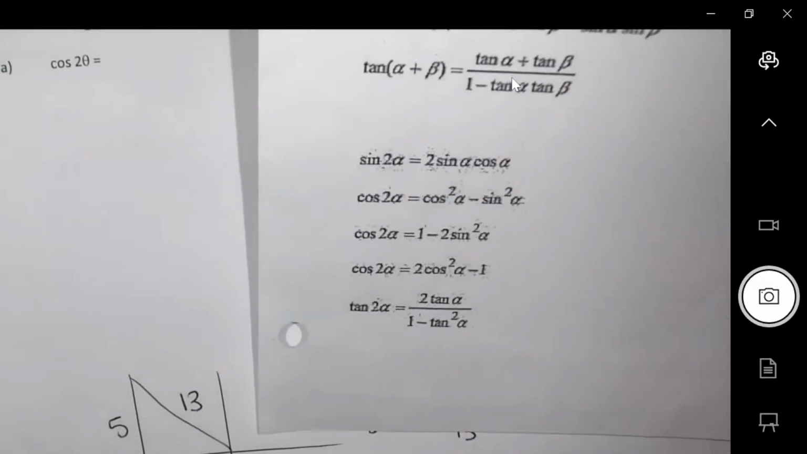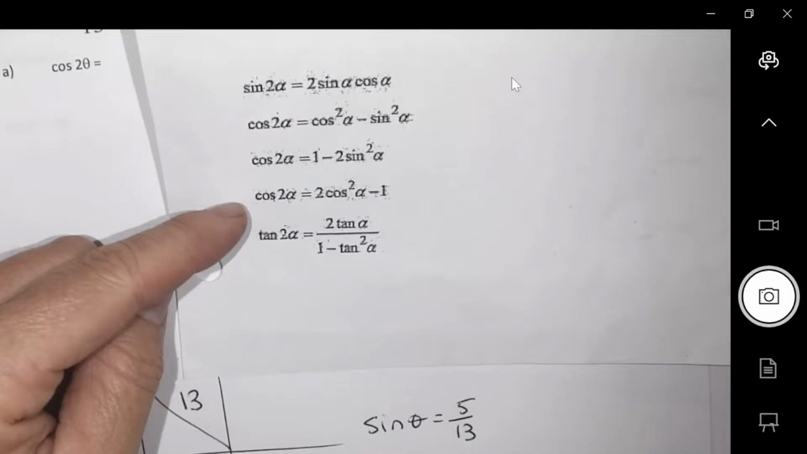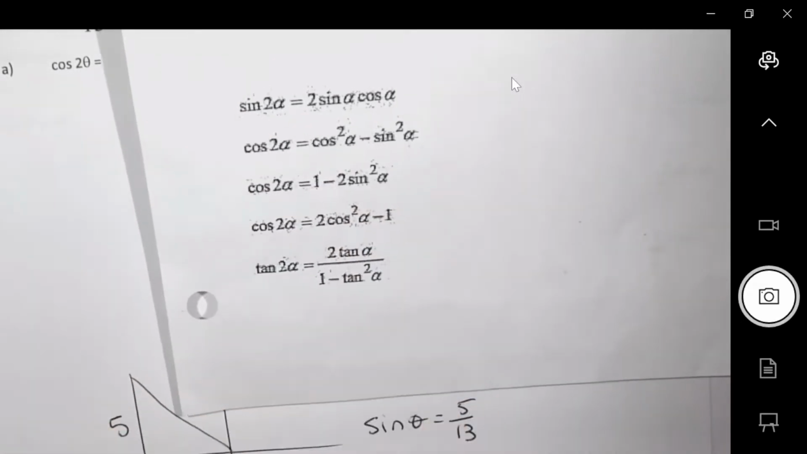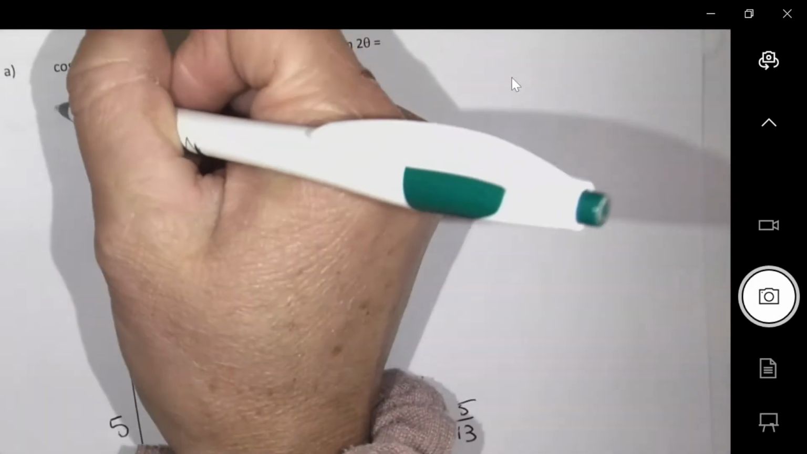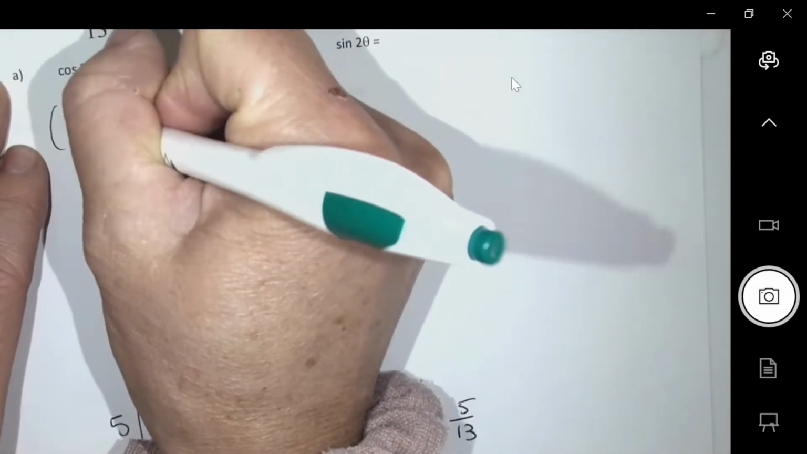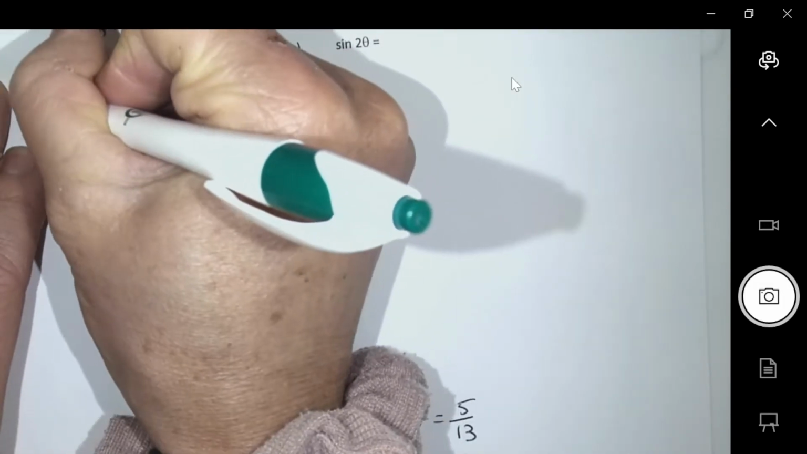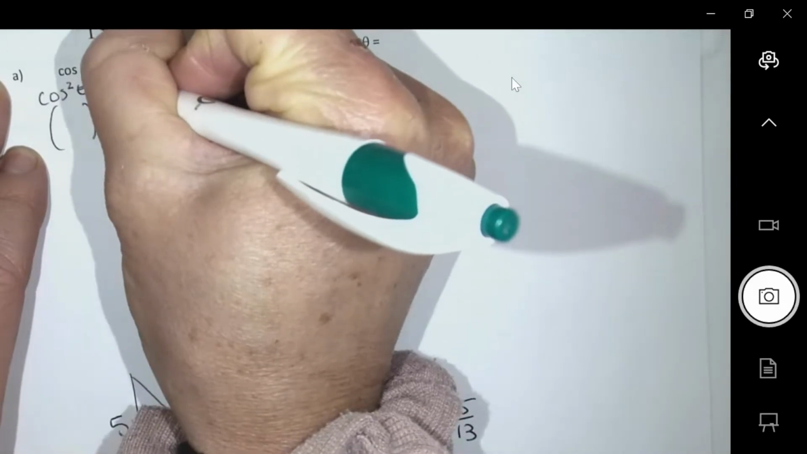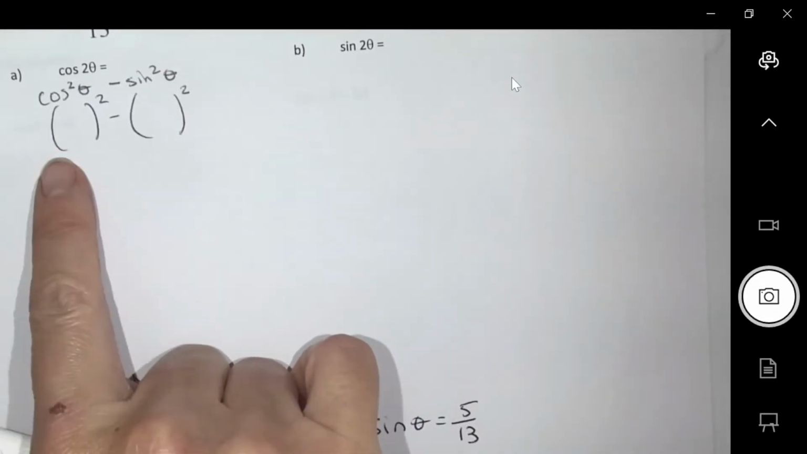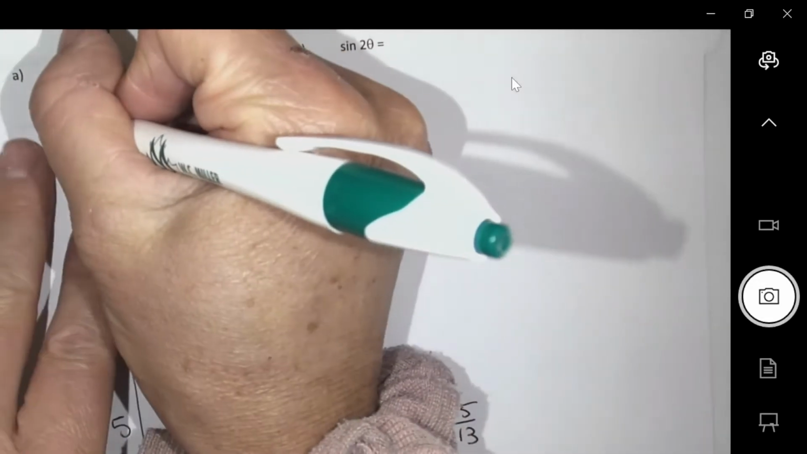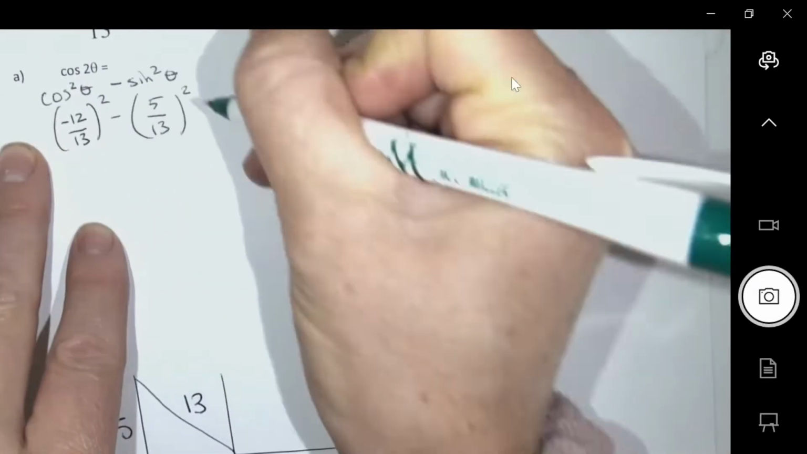Okay, cos 2 theta. You have 3 options, and it does not matter. So I'm going to go with the first one. I have no reason to pick that over the others, but okay, so I picked that formula. So the cos value is negative 12/13, and the sine value is 5/13.